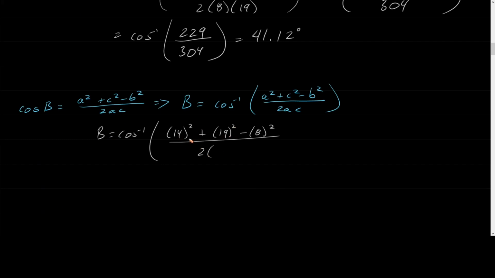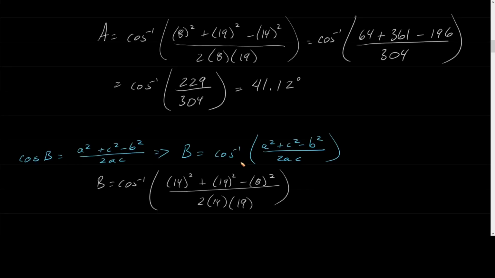I forgot which one was A. A is 14, so 14 times C, which is 19. There we go. All right, and in here, notice that we're working with pretty much the same numbers, just in a different order up here. So we're going to get cosine inverse of 14 squared, that was 196, plus 19 squared, that was 361, minus 8 squared, which is 64. On the bottom, we've got 2 times 14 times 19.